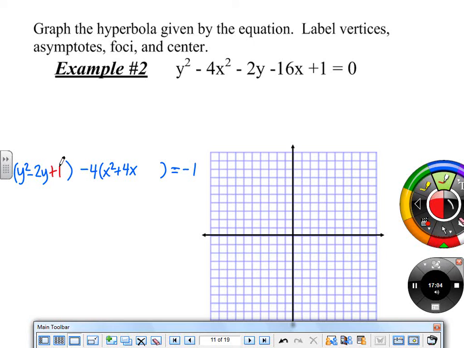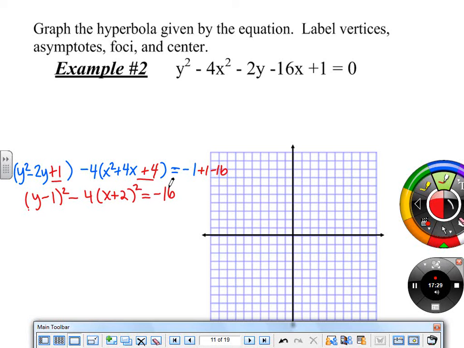So add 1 here, and here I'm going to add 4. And so I've added 1, and this 4 is really like a minus 16. So I've added 1 and a minus 16. So what I have here is y minus 1 squared minus 4 times x plus 2 squared equals negative 16.